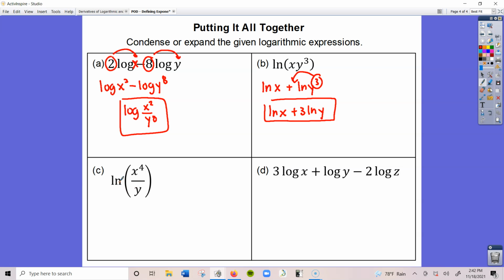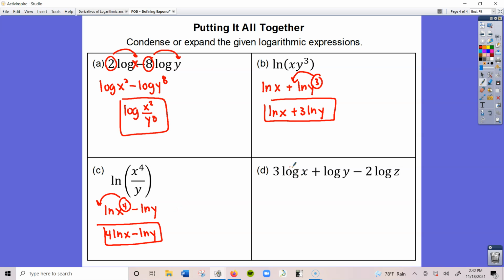For this next one, we have the ln of x to the fourth over y. So now here this is condensed and we're going to again expand. Division implies subtraction. So this is the ln of x to the fourth minus the ln of y. And this 4, my exponent, can be moved to the front. So 4 ln of x minus the ln of y.